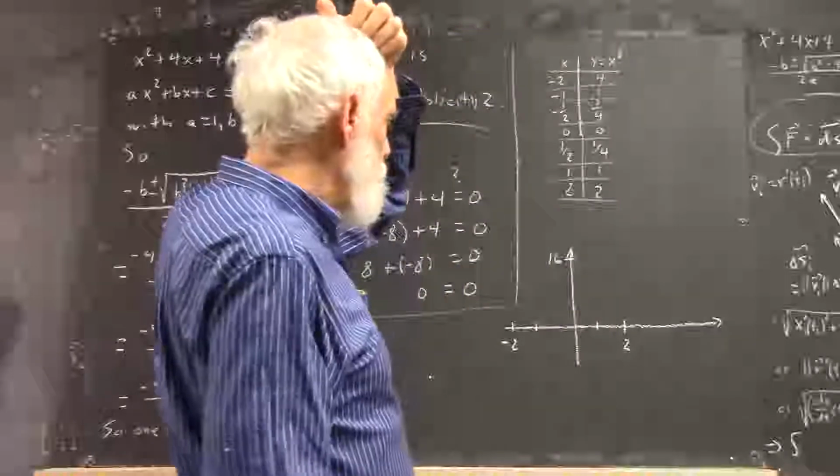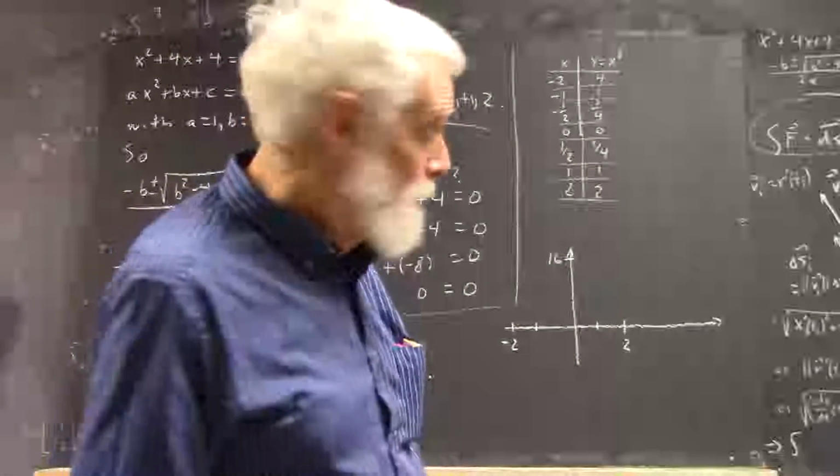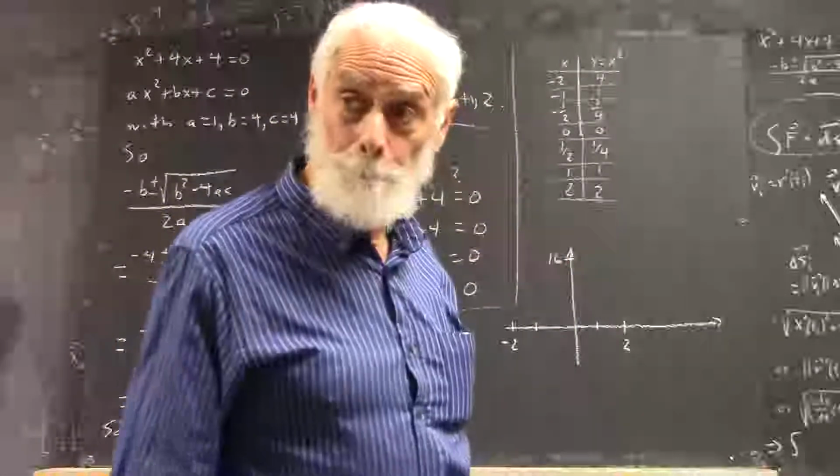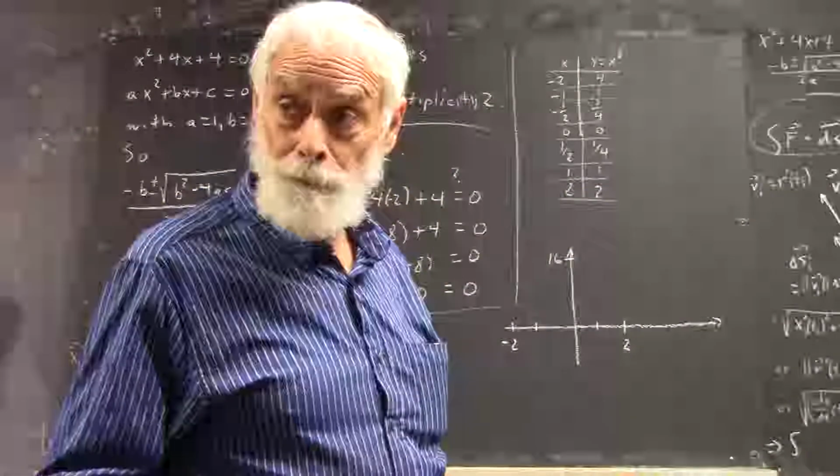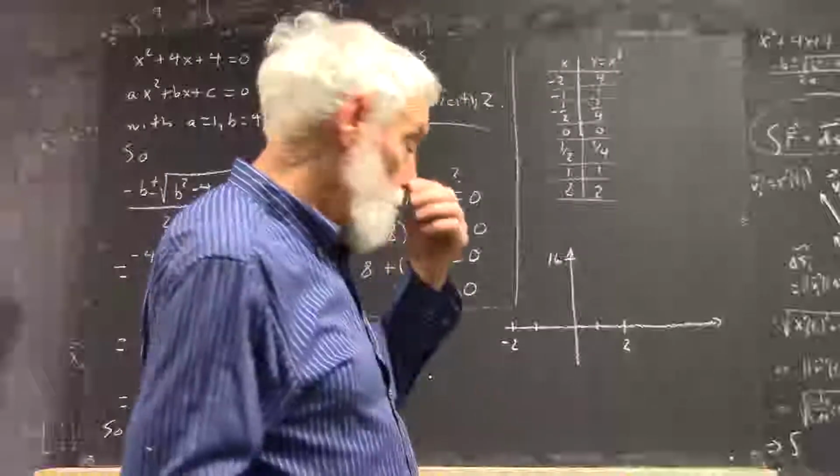Now, if I'm just graphing the x squared function, I only need to go up to 4 here, right? I'm just doing the basic function with the basic values. And I'm going to go up to 16 because of what I'm going to do with this.